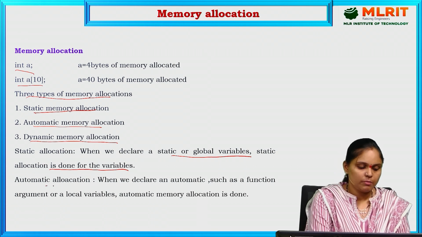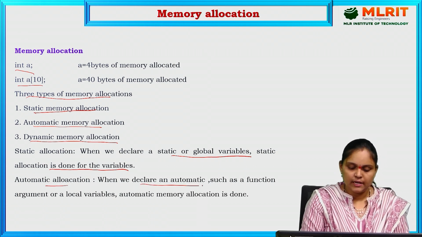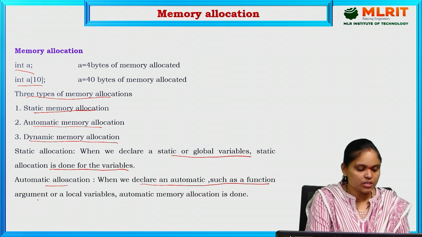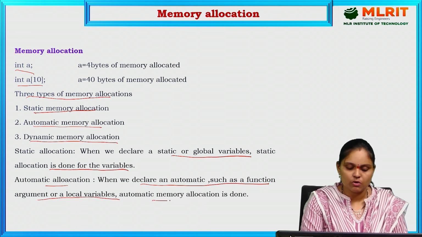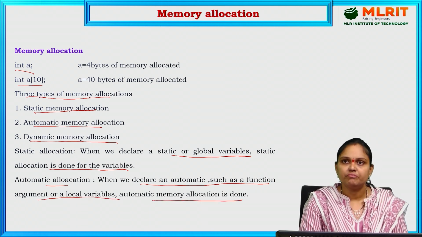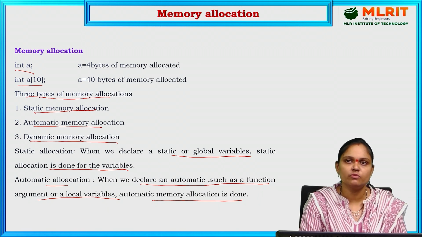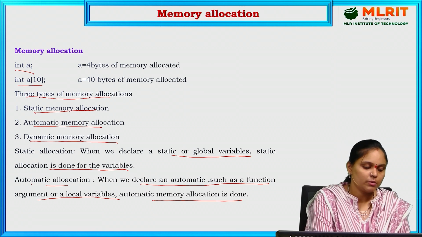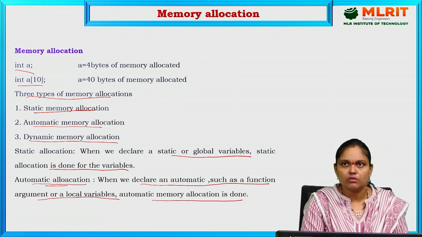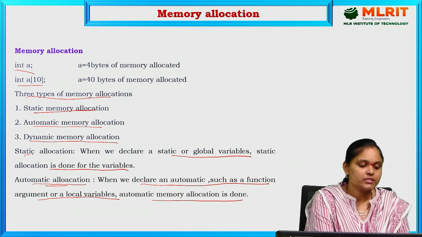And next is the automatic allocation. When we declare an automatic variable such as function arguments or local variables, automatic memory allocation is done. Inside the main function we are declaring variables and inside the user defined functions we are also declaring variables. Those variables' memory allocation will come under automatic allocation. So the local variables come under automatic allocation and the static variable declarations come under static allocation.